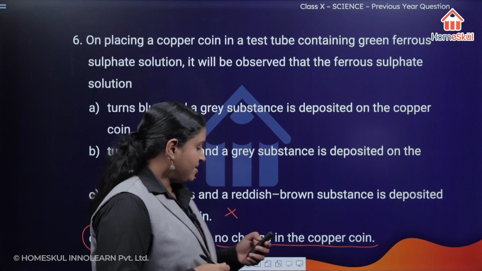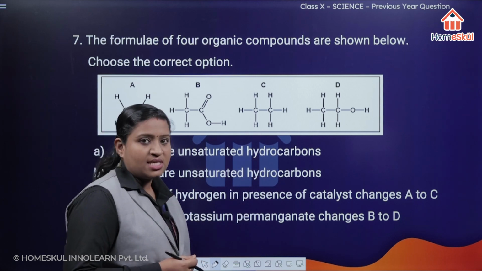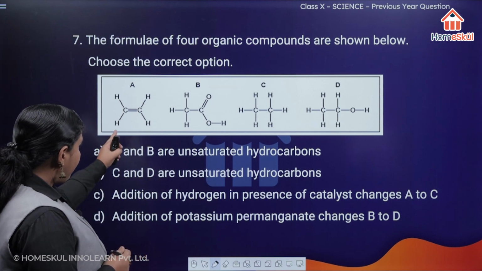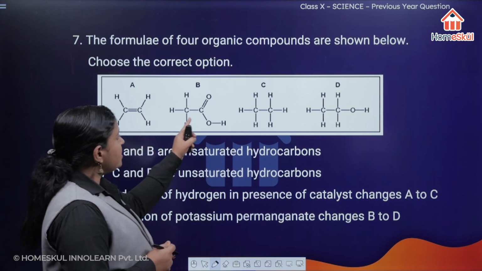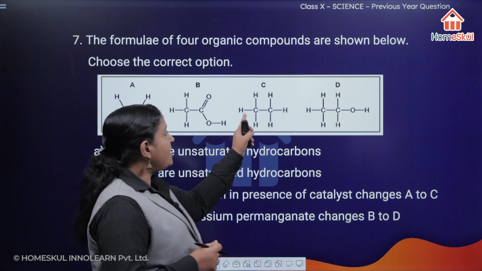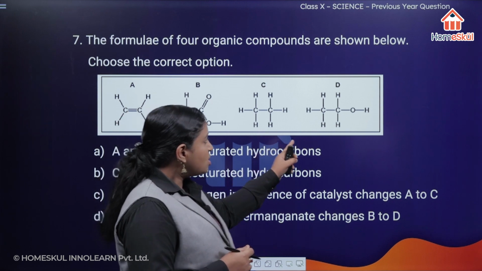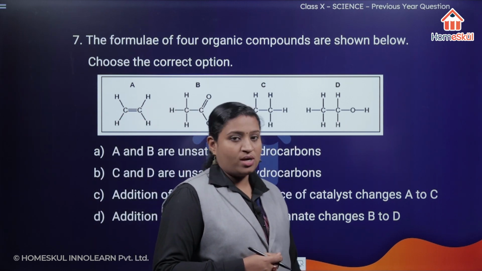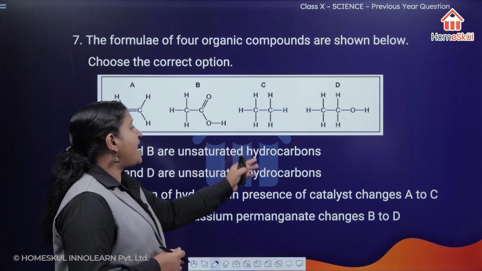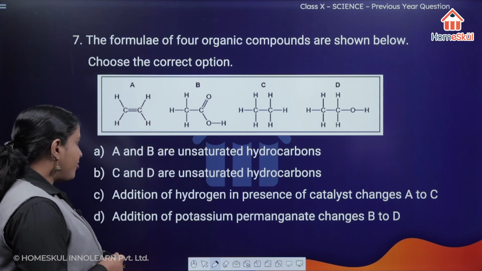Moving to the next question. Question number 7. The formulas of 4 organic compounds are shown below. Choose the correct option. Here you have ethene, then CH3COOH, ethanoic acid, then followed by C2H6, ethane, and then you have CH3CH2OH, ethanol. So here we have 4 options. A and B are unsaturated hydrocarbons.